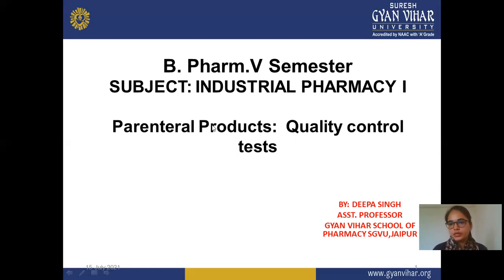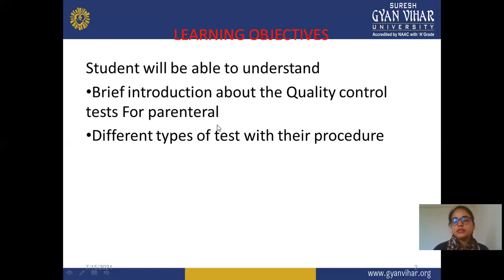It is a topic of the Industrial Pharmacy 1 subject, B Pharm 5th semester. Before starting this topic, you should know some learning objectives or basic objectives of this topic. These are the learning objectives. First, a brief introduction about the quality control tests for parenterals. It means you should know what the quality control tests are, why this is important, how you perform them, and the different parameters or introduction part of the quality control tests, which tests you perform and how these are required.